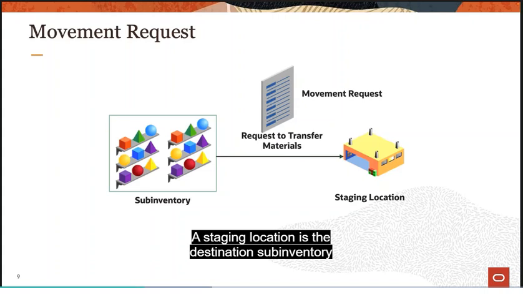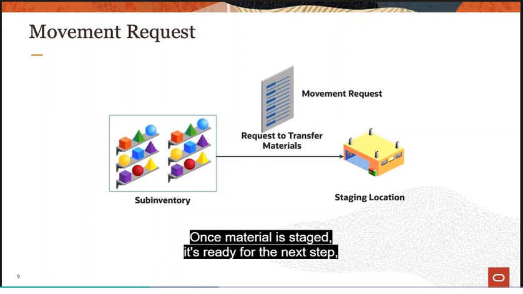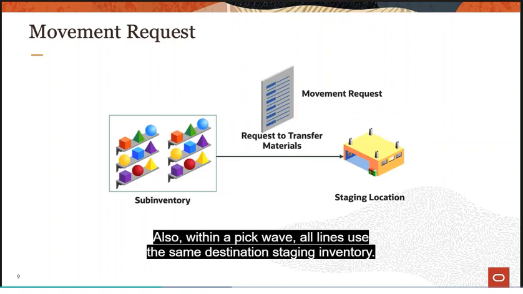A staging location is the destination subinventory where picked material is deposited. Once material is staged, it's ready for the next step, which is ship confirmation. Each organization must set up at least one staging subinventory, and it's typically located near the shipping dock. Staging subinventories must be reservable. Also, within a pickwave, all lines use the same destination staging subinventory.